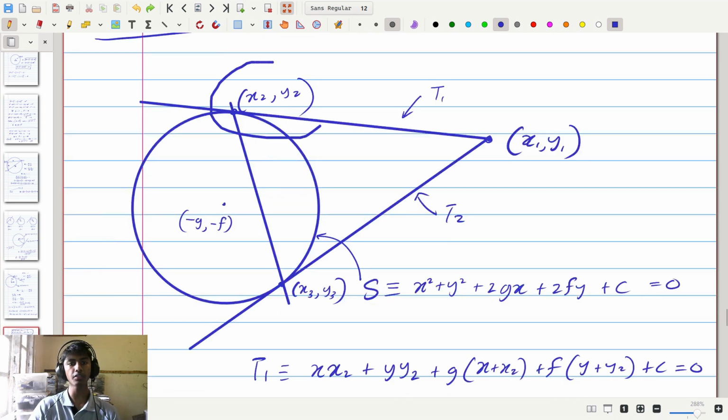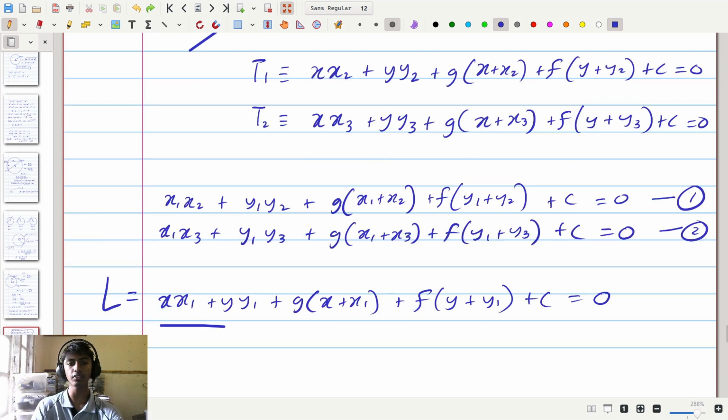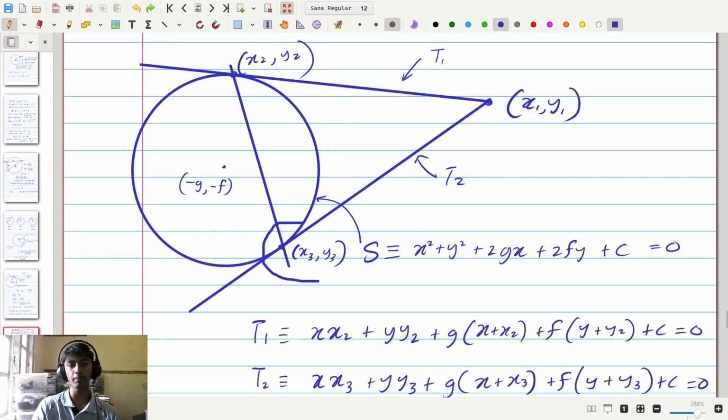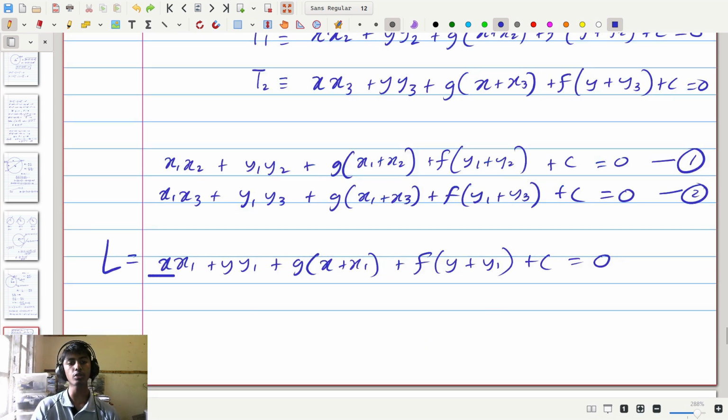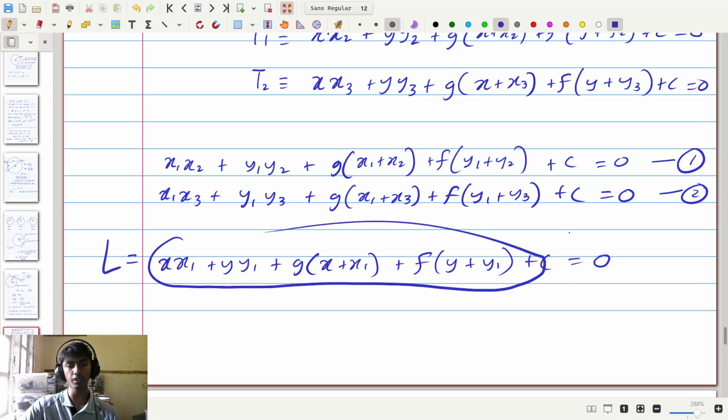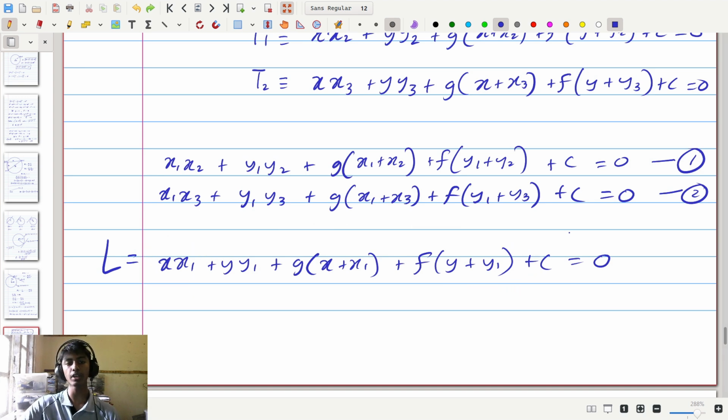If capital L passes through the point x2, y2, then substituting x equals x2 and y equals y2 should give us a proper solution, as in substituting those two values into here, it should be equal to 0. And similarly, if this same line passes through the point x3, y3, then substituting x equals x3 and y equals y3 into this equation should also give us 0. So, substituting x equals x2 and y equals y2 into this, we get x2 times x1 plus y2 times y1 plus g times x2 plus x1 plus f times y2 plus y1 plus c equal to 0.